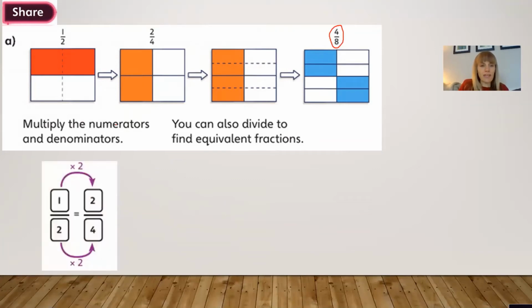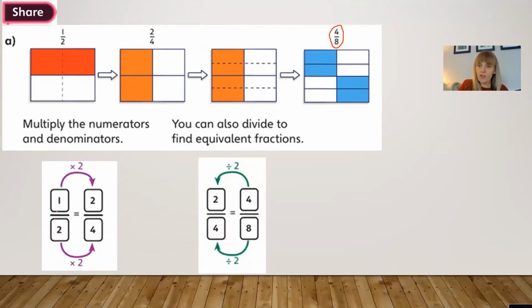Now, you can see that you can multiply the numerators and denominators to find equivalent fractions. This red one here, if we started with a half, if we multiply the top, the numerator, by 2 and multiply the denominator, which is at the bottom, by 2, you're going to get a result of 2 quarters, which means that those 2 fractions are equivalent, or the same amount has been shaded in.